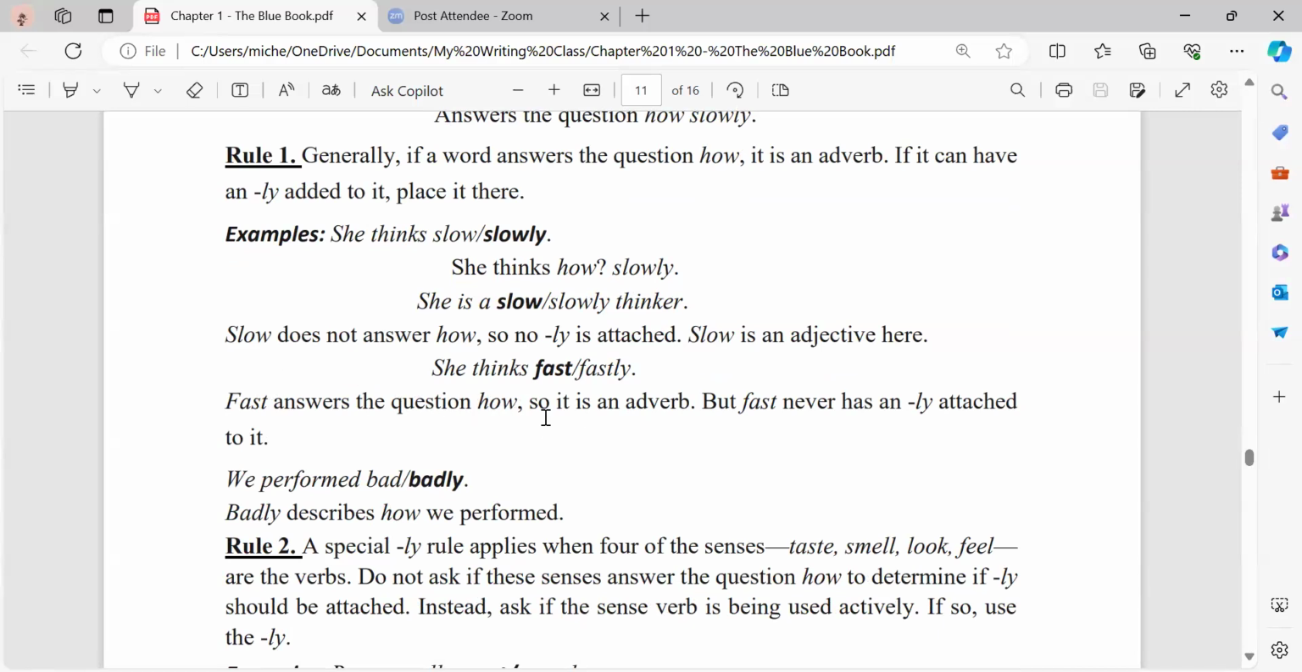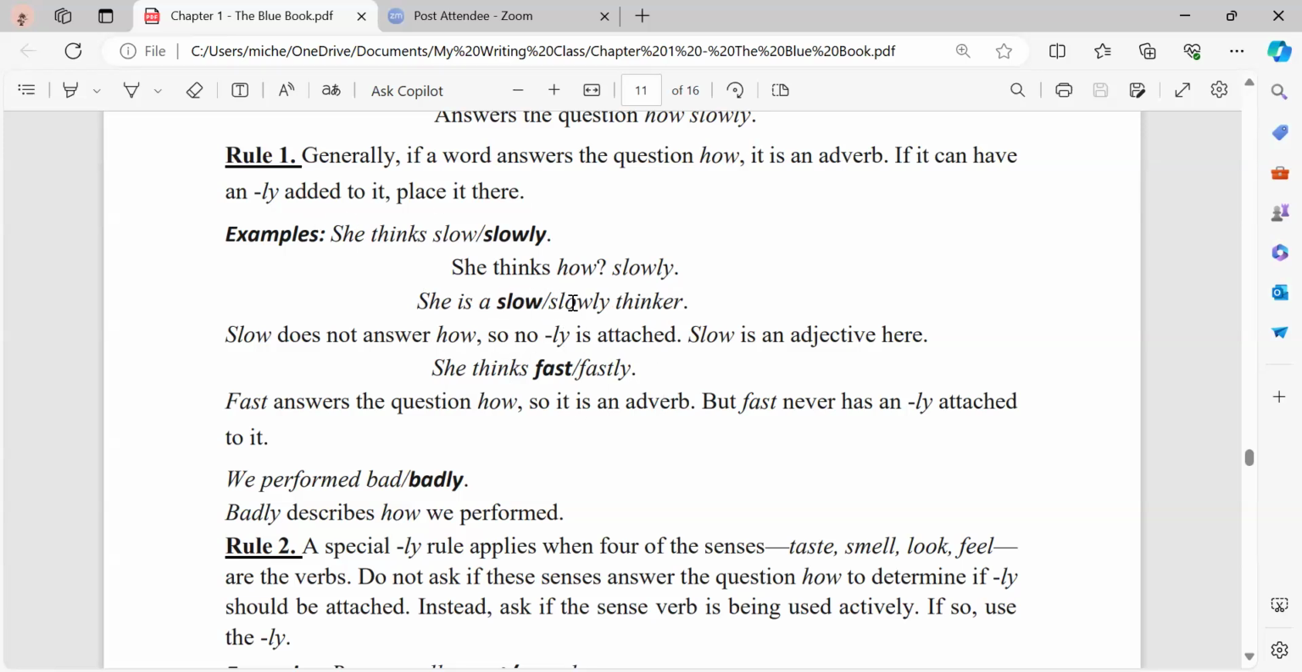So here fast answers the question how, she thinks fast. So it is an adverb, but fast never has an ly attached to it. We perform bad or badly. So badly describes how we perform. Technically, how we think about this is we need to know if it describes the word how or not.